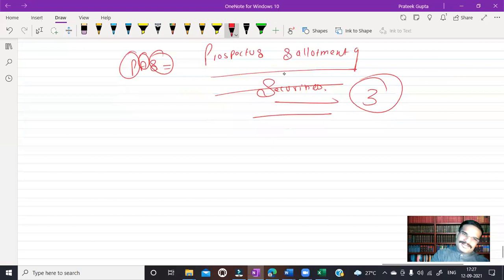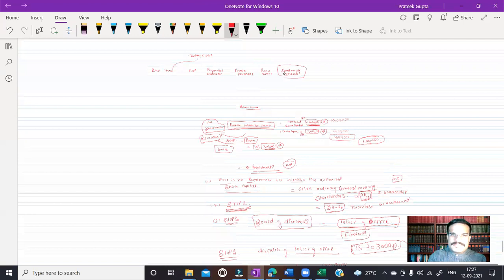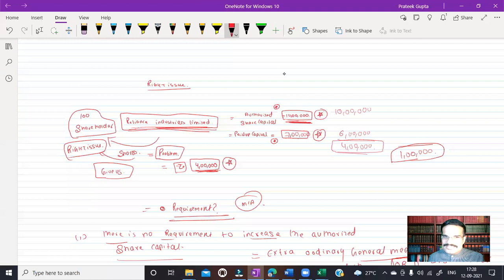Understood. So, sir, let me give you one question. Please let me know the answer in the chat box. For example, beta, this is Reliance Industries. The authorized share capital is 10 lakh rupees and the paid up share capital is 10 lakh rupees. Now, the company requires 2 lakh rupees. Whether we have to increase the authorized share capital in that case, you are allowed to give me the answer in the chat box.